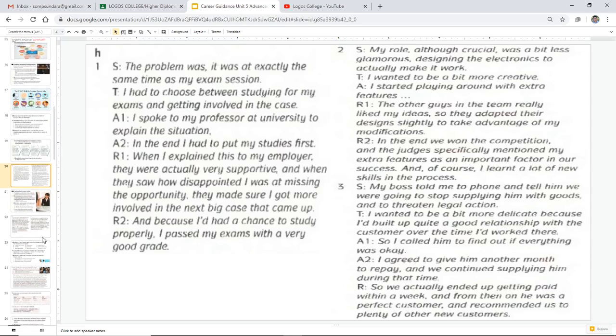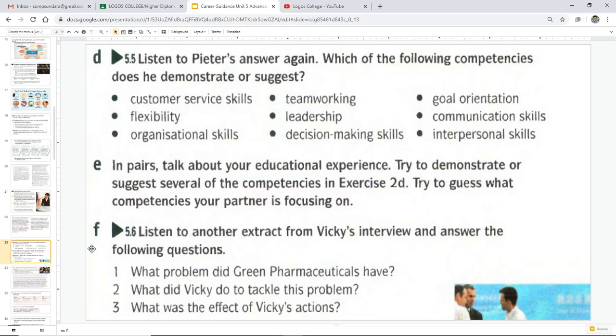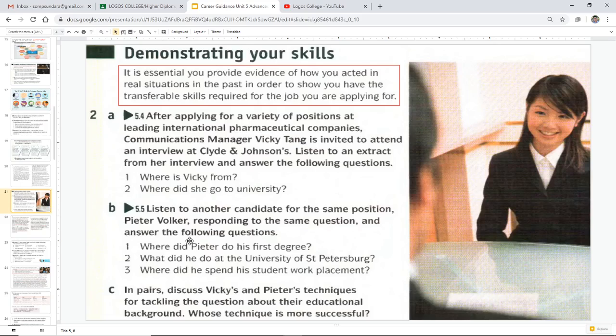Let's go to part F right here. And I'm going to play this audio for you. This is about a girl named Vicky. I think that's her right there. And she's applying for a variety of positions at a leading international pharmaceutical company. Right?